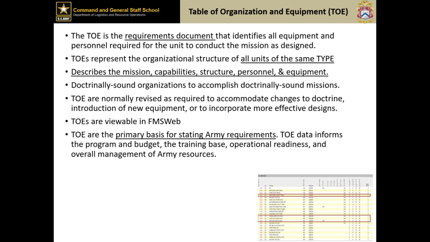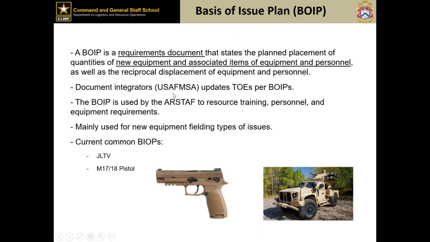And this is how we state our Army requirements. This is a document that is used in developing how much the Army is going to cost in the out years for people and equipment. The BOIP, as mentioned before, is a requirements document, and it's for new equipment and associated items and personnel. So you may, like with the pistol, not get any new people with it, but you may get some special tools that go inside the armorer's toolkit.